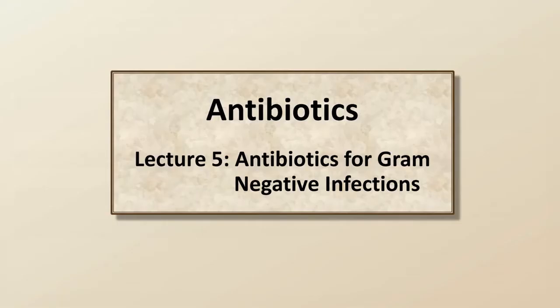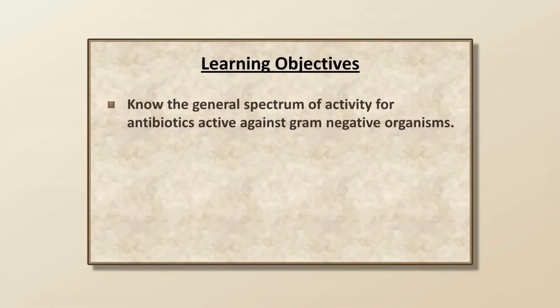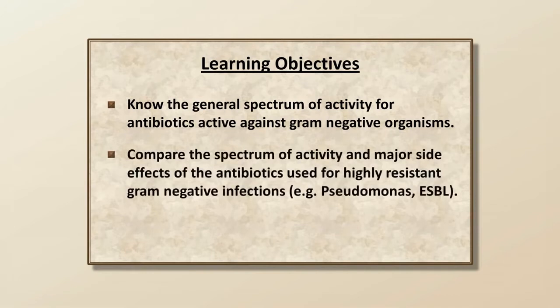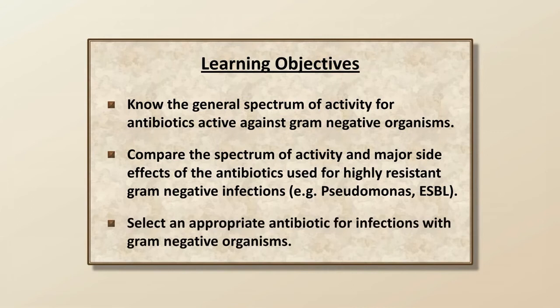Hello again, this is the 5th lecture in this course on antibiotics, and today's topic is antibiotics for gram-negative infections. The learning objectives are first, to know the general spectrum of activity for antibiotics against gram-negative organisms. Second, to be able to compare the spectrum of activity and major side effects of the antibiotics used for highly resistant gram-negative infections, such as those by Pseudomonas, ESBL, Acinetobacter, and Stenotrophomonas. And last, to be able to select an appropriate antibiotic for infections with gram-negative organisms.